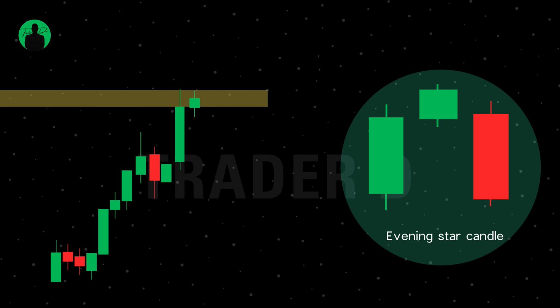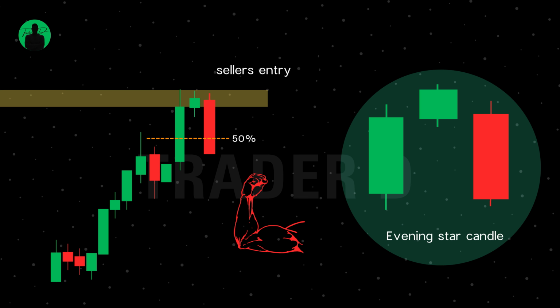New buyers don't enter at this level, and the existing buyers start booking profits, called long unwinding, causing the price to gradually decline. Sellers become more active and create a bearish candle on the chart. If the red candle closes slightly below the 50% area of the previous green candle, or below its opening, it signals increasing seller strength. The larger the red candle, the stronger the sellers are in the market.